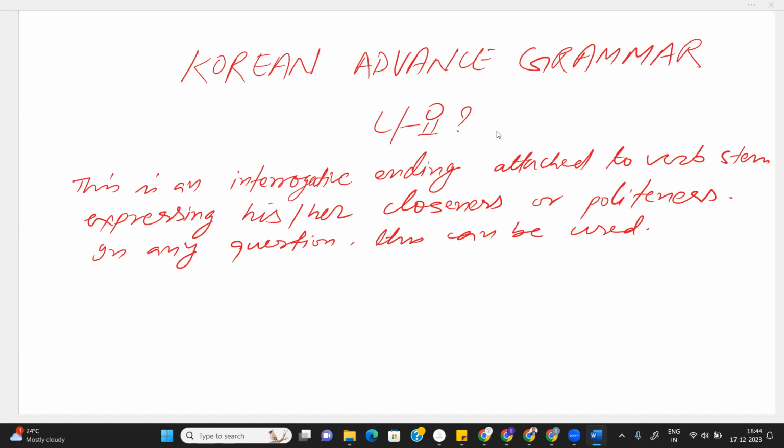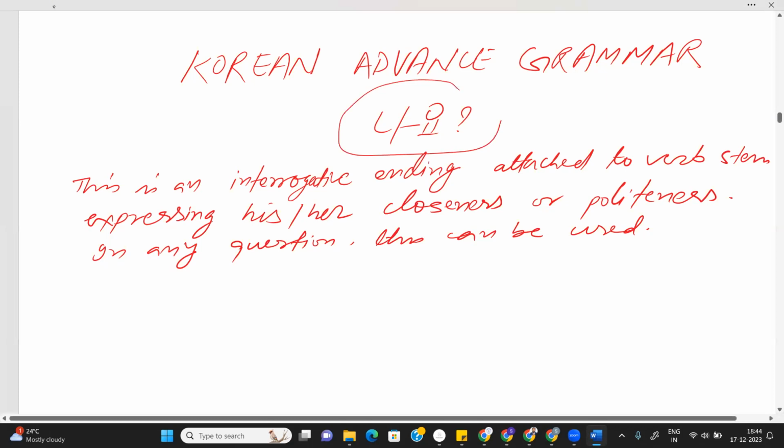Today I will teach you about Korean advanced grammar. The pattern is 나요 (nayo). Okay? The pattern is nayo, and it is an interrogative ending attached to verb stems, expressing closeness or politeness in any question. This can be used.